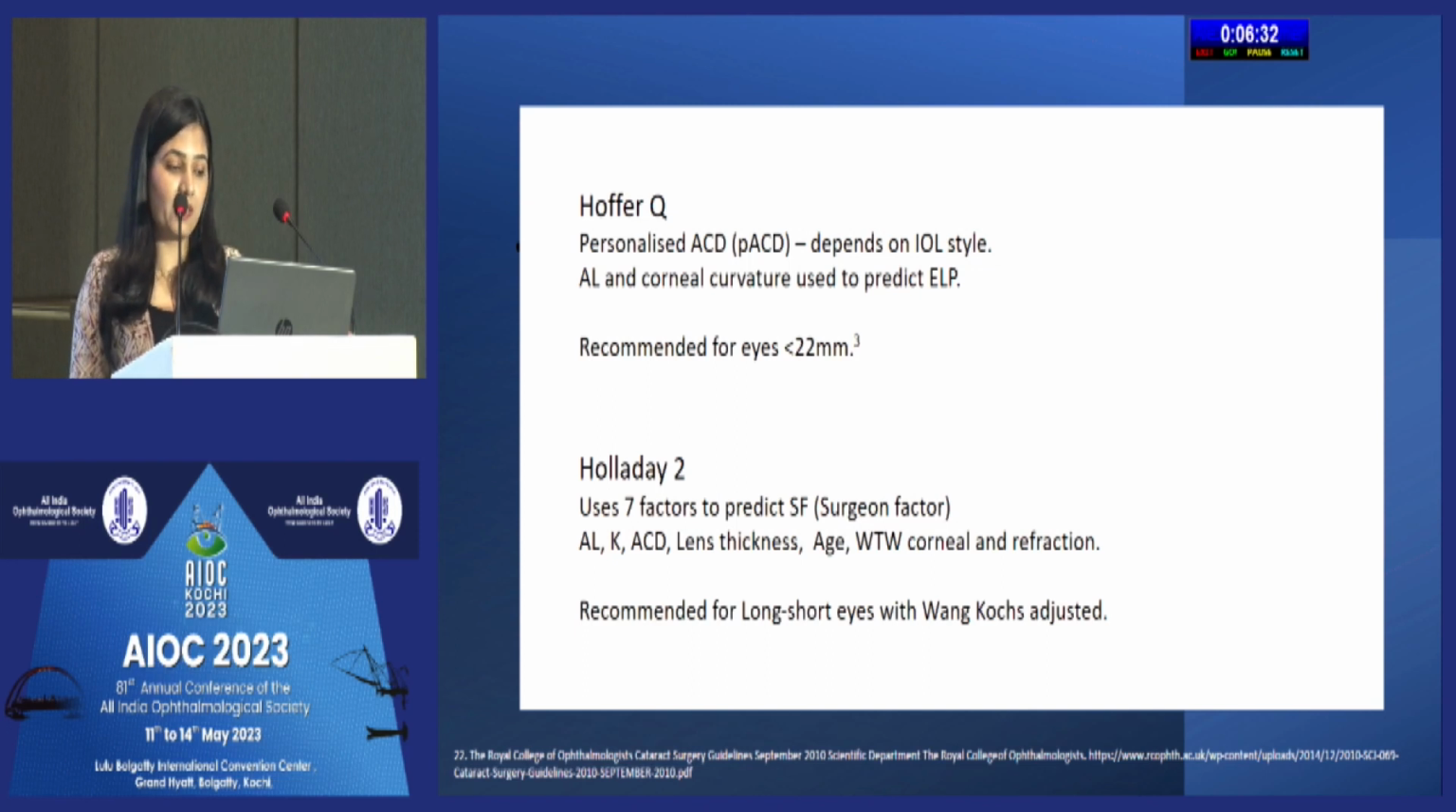Holladay 2 uses 7 factors. It was also very popular till Barrett's Universal 2 came into the picture. And Holladay 2 is recommended for long and short eyes with Wang-Koch adjustment.